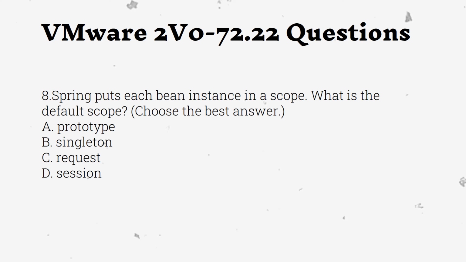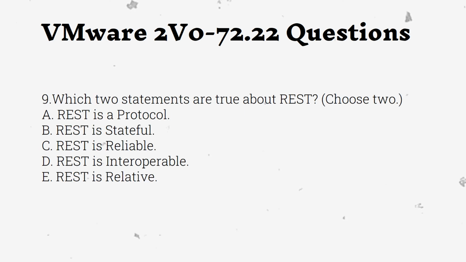9. Which two statements are true about REST? Choose 2. A. REST is a protocol. B. REST is stateful. C. REST is reliable. D. REST is interoperable. E. REST is relative.